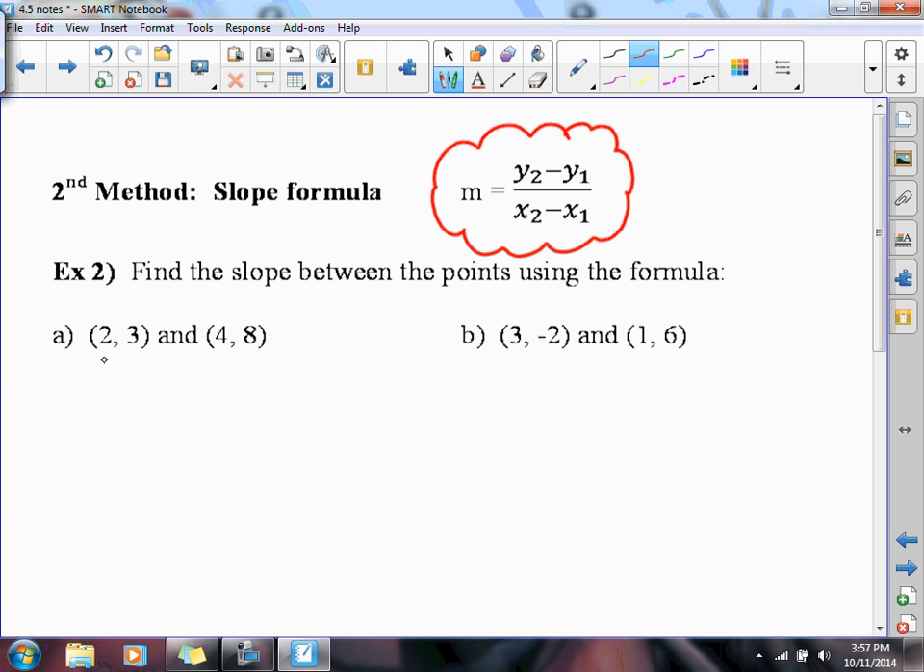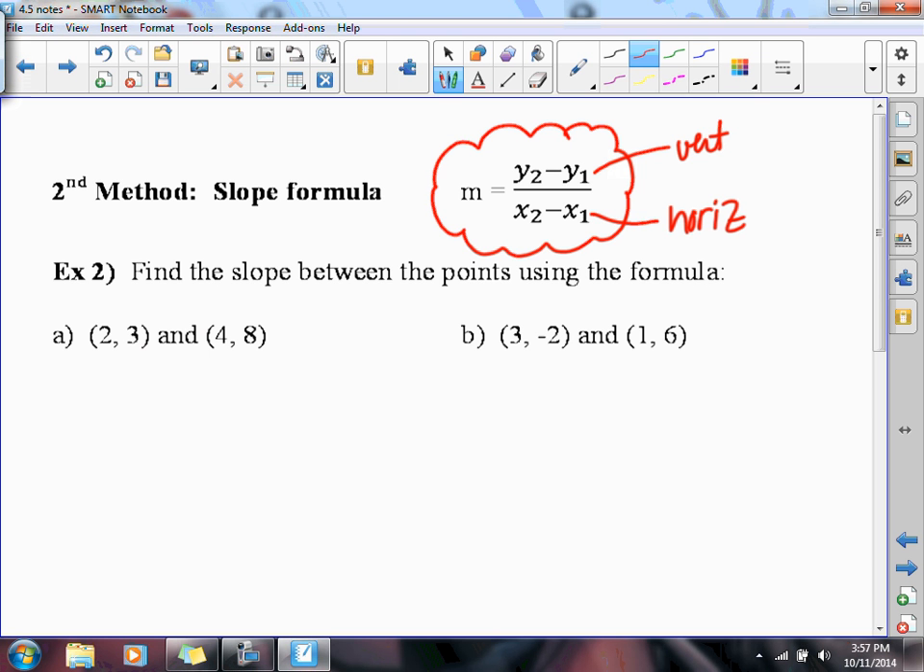So for part A, we could take 2 minus 4 and 3 minus 8, or we could do 4 minus 2 and 8 minus 3. It doesn't matter which order you go in, you just have to go in the same order for both the x's and the y's. You can't flip-flop. So I couldn't do 2 minus 4 and then 8 minus 3. So that's what the 1 and the 2 mean there. But again, the y's, that's going to be the change in our vertical. And the x's, when we subtract them, that's going to be the change in our horizontal. So it's just like we were doing before. We were counting our rise over our run.